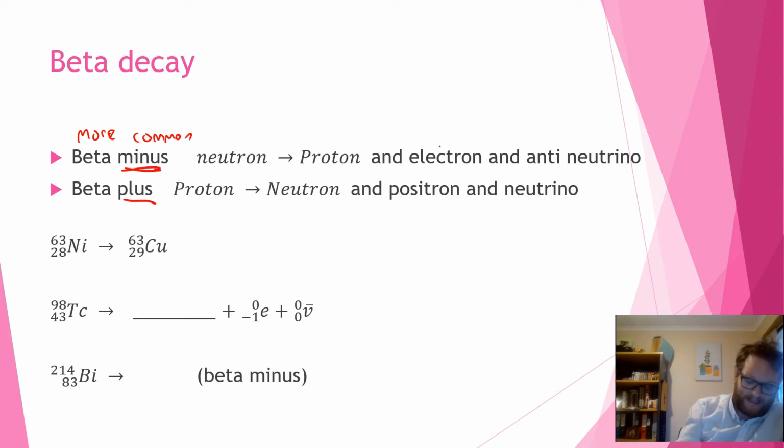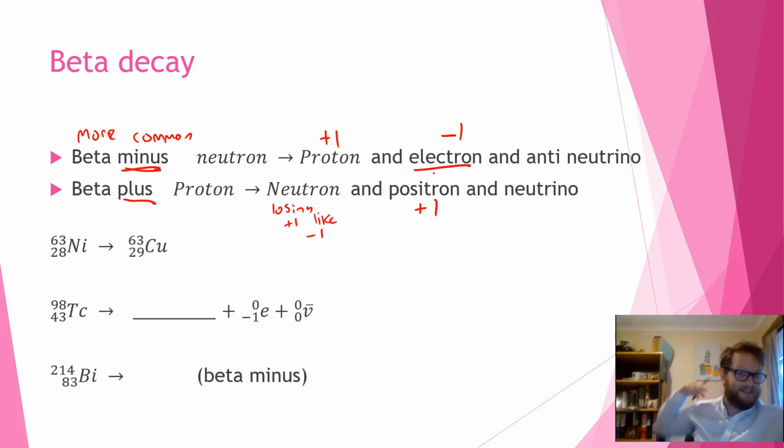Why is it called minus decay? Because it makes an electron, which is minus charge, whereas plus decay creates a positron, which is plus one charge. Now, why does it need to make an electron? It makes an electron because you're making a proton, which is positively charged, and so you need to balance it out. You might say, well, why does this one need to be a plus one charge? Because if you turn a proton into a neutron, you're actually losing a plus one charge, which is like minus one.